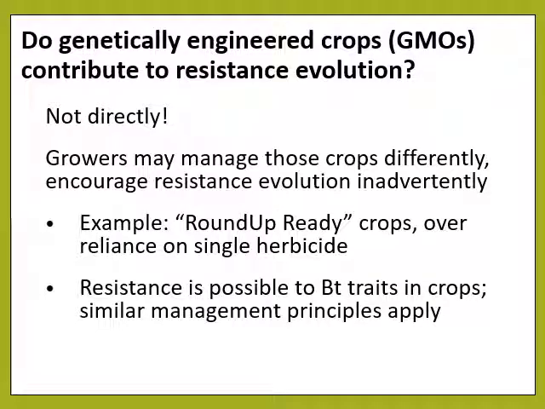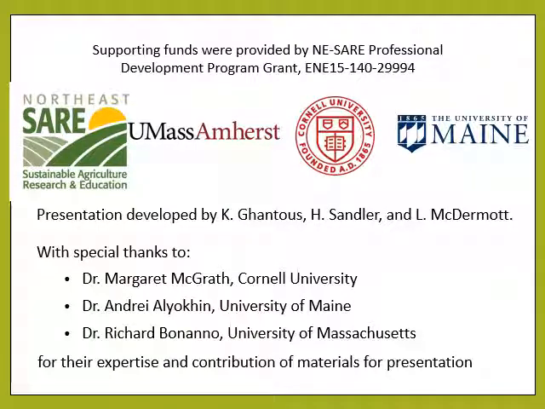You can have mixtures, so now it's quite common that BT traits are stacked. So you have more than one BT protein expressed in a given crop plant. You can have refuges in how you plant the crop, even refuges within the field. So again, it comes back to the management decisions and how much of an issue resistance will be.